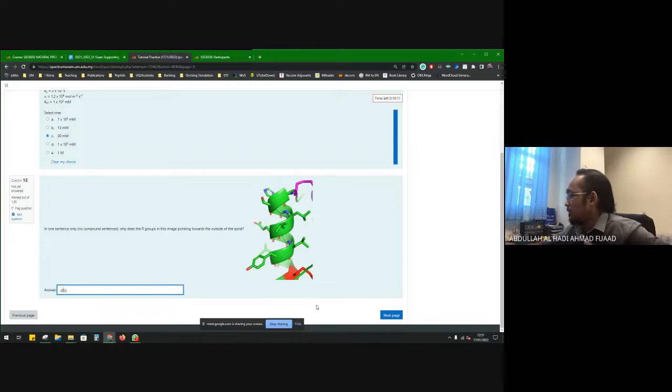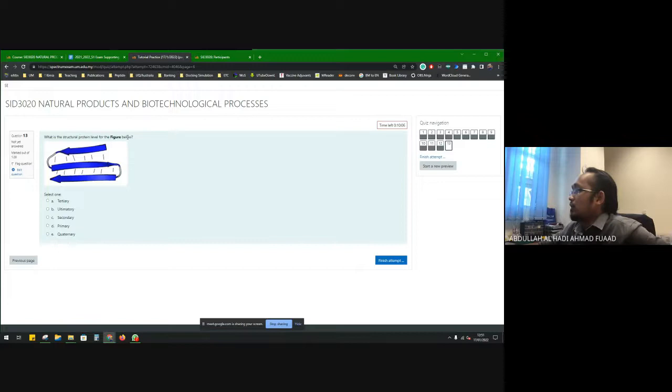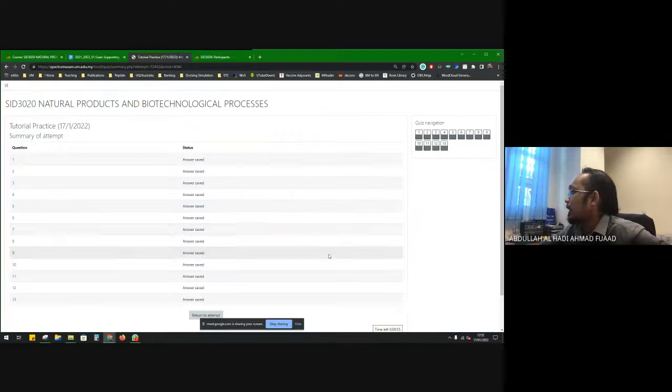So what is the structural protein level for the figure below? Again, if you have multiple secondary structures interacting together in one polypeptide chain, it is a tertiary structure. Okay, so that is all.